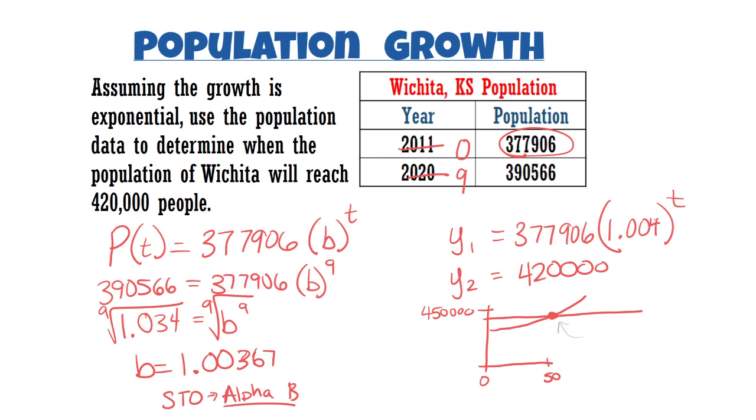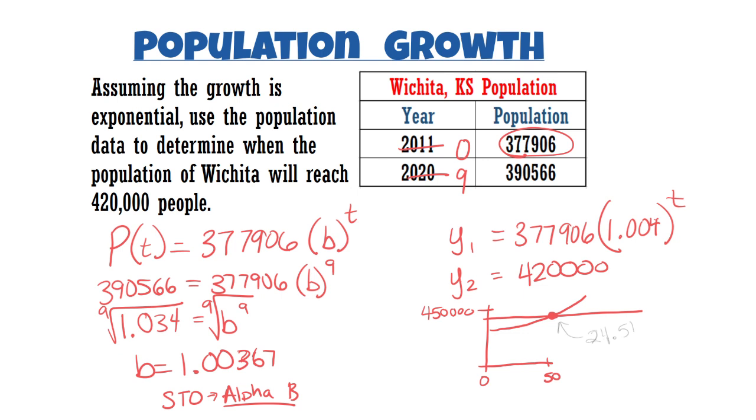It is at 24.51. I'm going to round to hundredths here, 24.51. Now, what does that number mean to you? Well, that is the X value of this point right here, and the X values are the number of years since 2011. So it's 24.51, which means it's going to happen 24 and a half years after 2011.